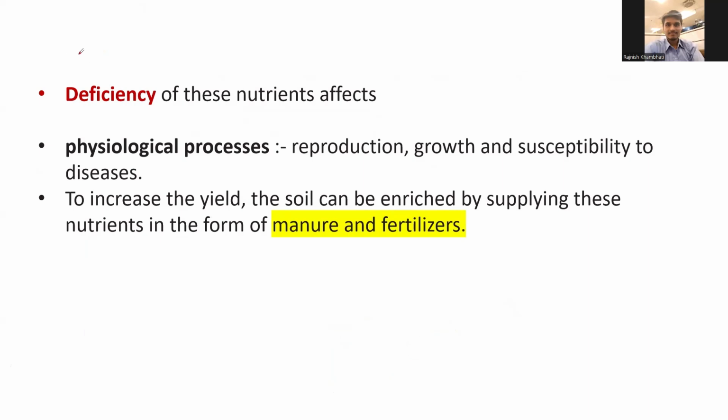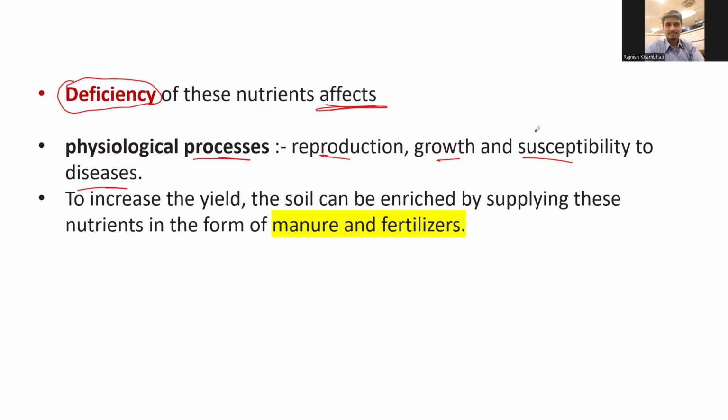Now, these nutrients are required by the plant for their growth and development. And if they do not get these, meaning if there is a deficiency of these nutrients, the plant can show some effects, some characters. Now, what are those effects we can see in the plant? When there is a deficiency, meaning the plant is not getting these nutrients, this is called deficiency. So we can see effects on some physiological processes like reproduction, growth, and susceptibility to disease.